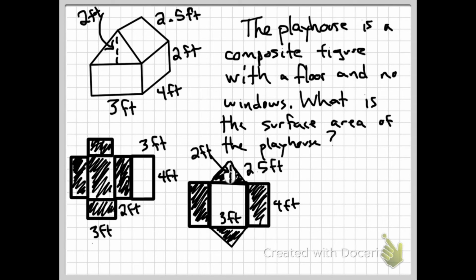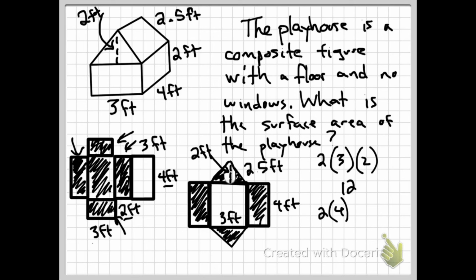So we're going to do 2 times, because there's 2 of them, 3 times 2. All right, we'll break each one of these up. So that's this piece here and this piece here. We're going to do that together. What we end up getting is 12. Then we have this side here, this side here. Well, that is 4 feet by the 2 feet again. So that'll be 2 times 4 times 2. That ends up getting us 16.